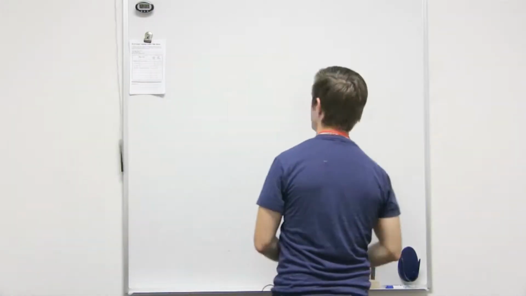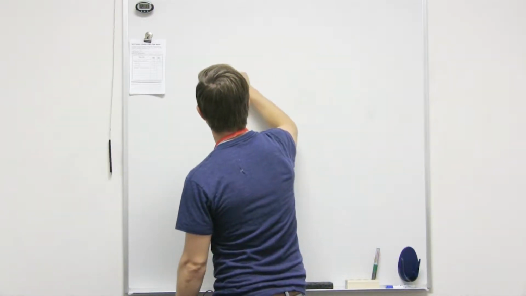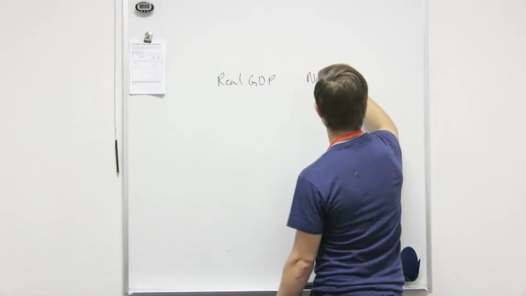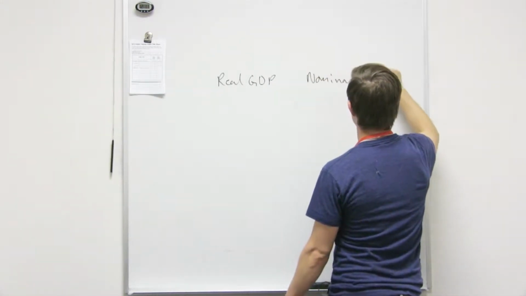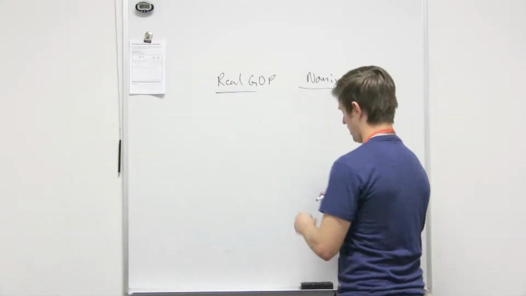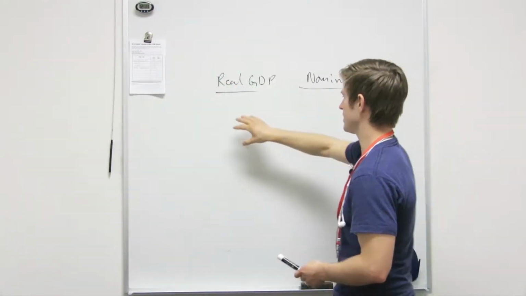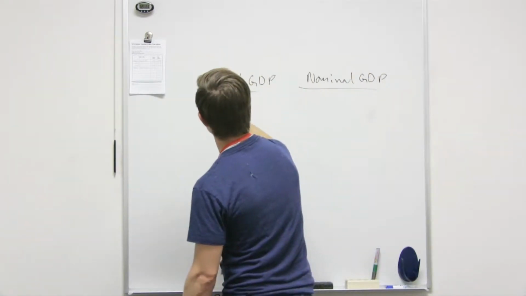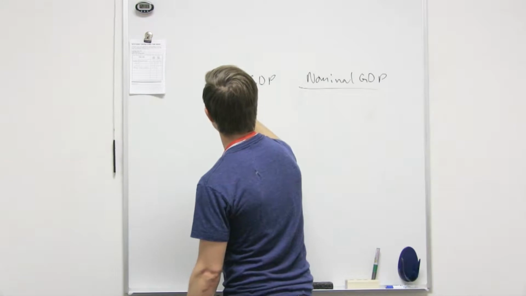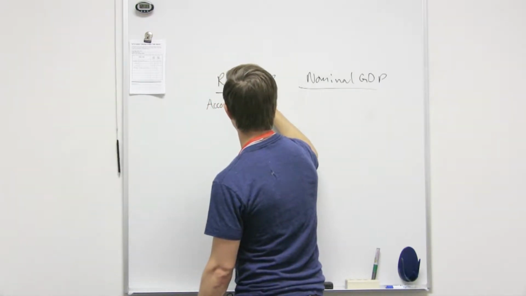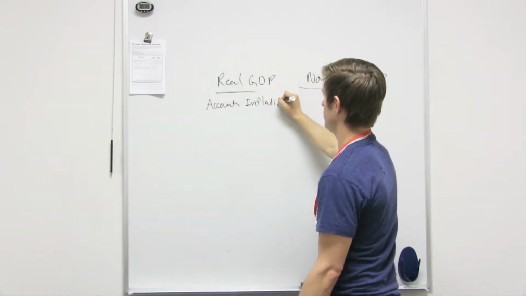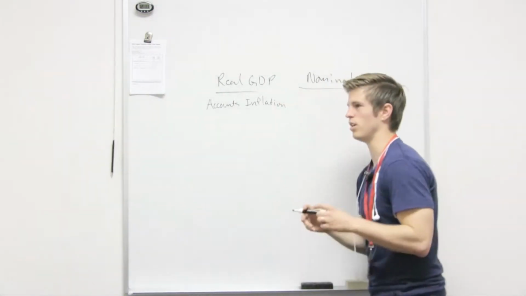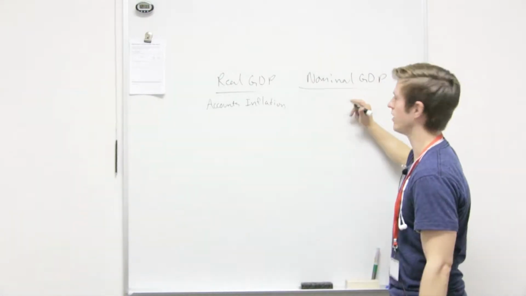Real GDP and nominal GDP are two different things. Real GDP accounts for inflation, like it takes it out. And nominal GDP doesn't account for inflation, so inflation is still in nominal. That's why you can think of real as real value, and this one is not real value.